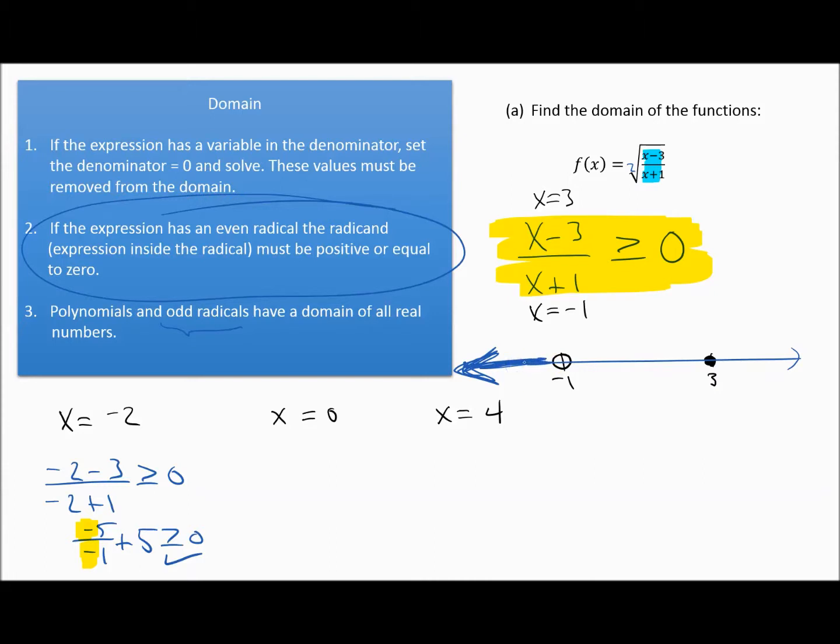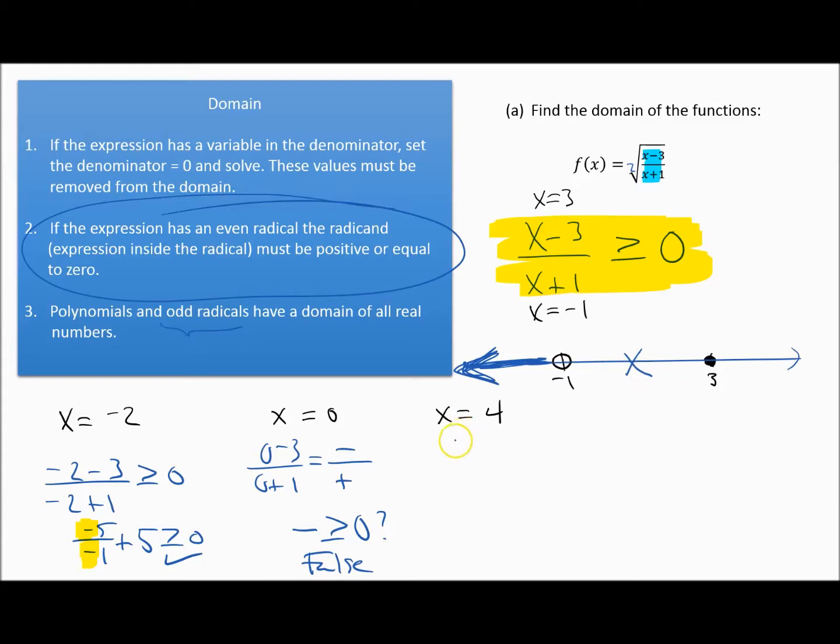Now I'm going to plug in 0 with the same analysis. So 0 minus 3 over 0 plus 1. 0 minus 3 is a negative number. 0 plus 1 is a positive. A negative divided by a positive is always a negative. Are negatives greater than or equal to 0? No, they are not ever greater than or equal to 0. So the middle is false.